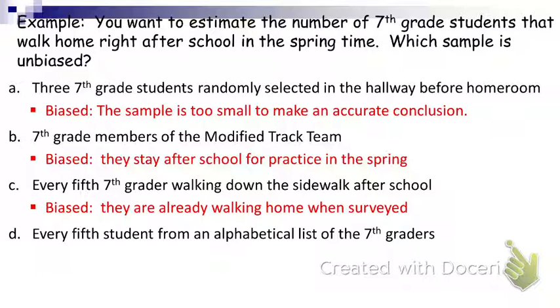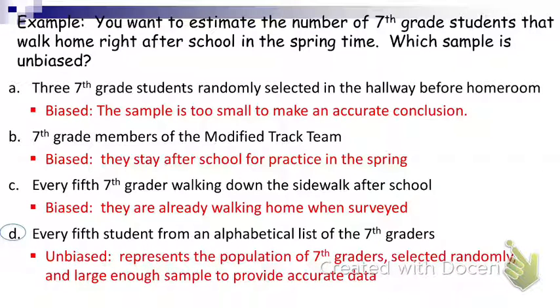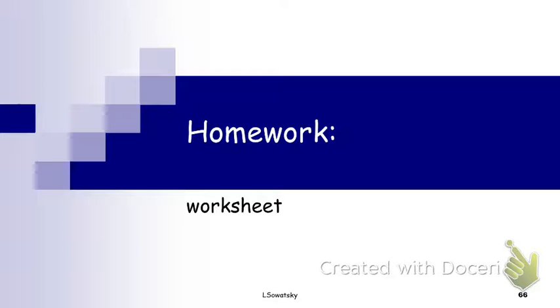The last one, every fifth student from an alphabetical list of seventh graders, that one would be unbiased because it represents the whole population. You're getting a good number. You're selecting randomly, and it's a large enough sample to provide accurate data. So the fact that it's every fifth and you're looking at all the seventh graders, you're getting a good amount of people, and it is random. All right, and following directions you were given in class.